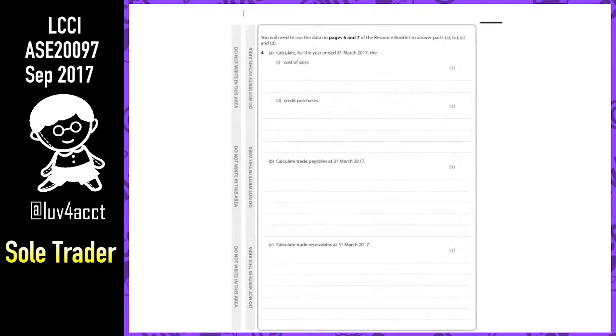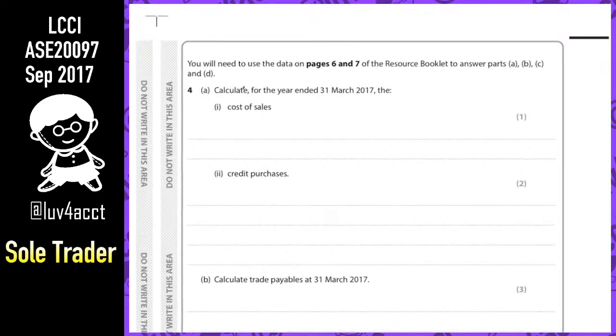Let us go to the first part, cost of sales. 66850 divided by 125%. So cost of sales would be 53480.